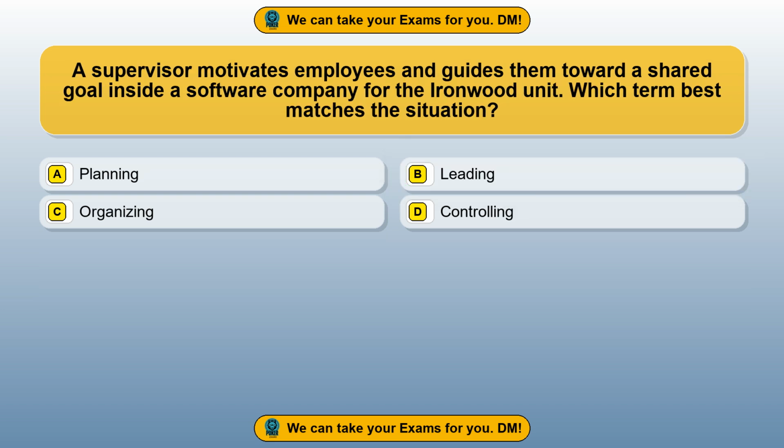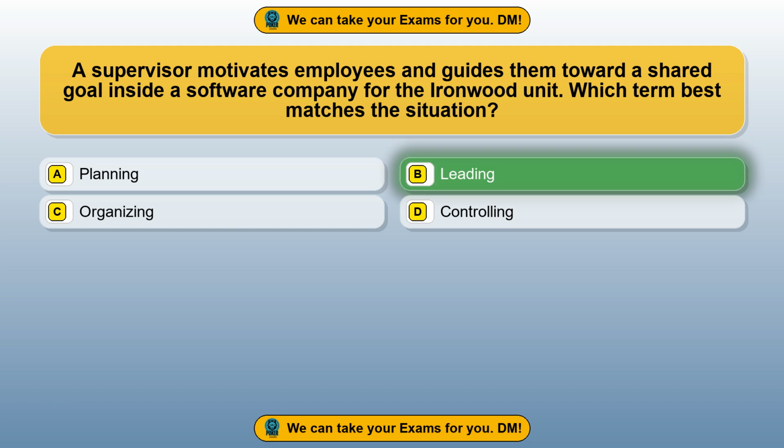Question 29. A supervisor motivates employees and guides them toward a shared goal inside a software company for the Ironwood unit. Which term best matches the situation? Option A, planning. Option B, leading. Option C, organizing. Option D, controlling. The correct answer is option B, leading.